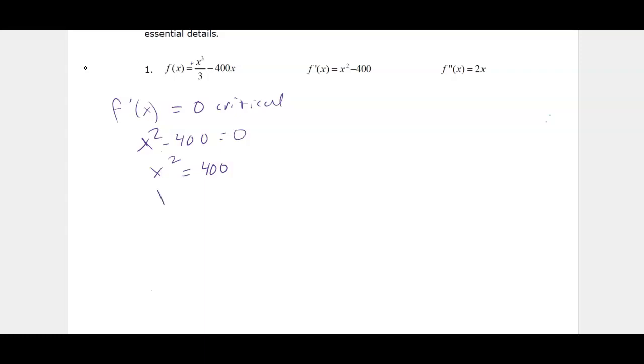And now I have to be very, very careful when I take the square root of both sides to understand that I don't know what the original sign of x was before I squared it. There are 2 values of x that will make this true because it's an even root I'm taking. So x squared is 400, so I get plus or minus 20 are critical values.